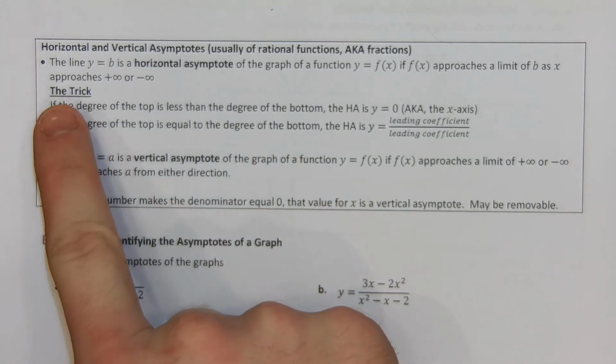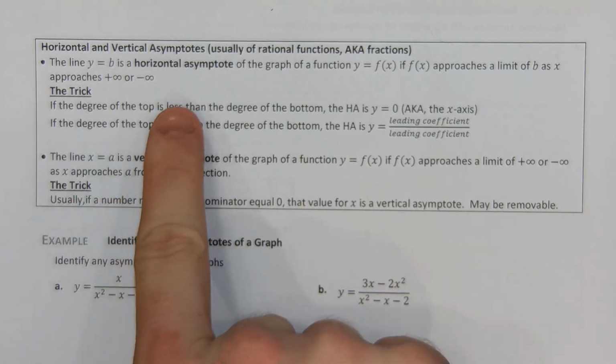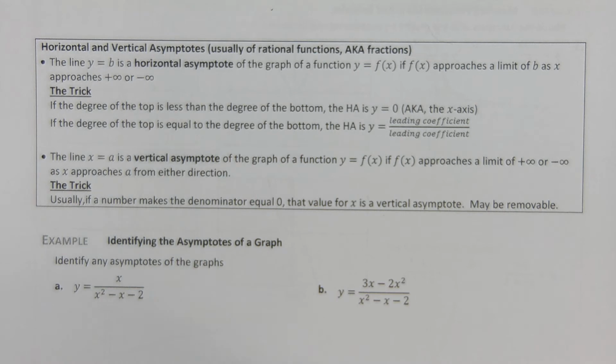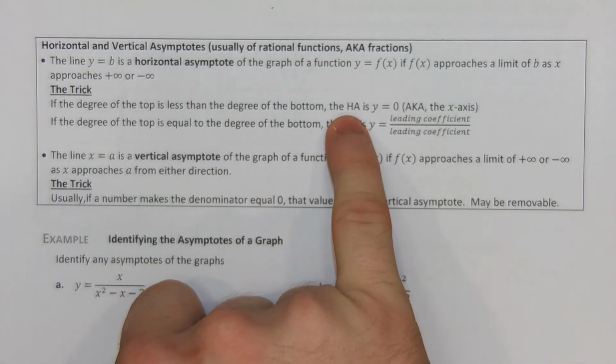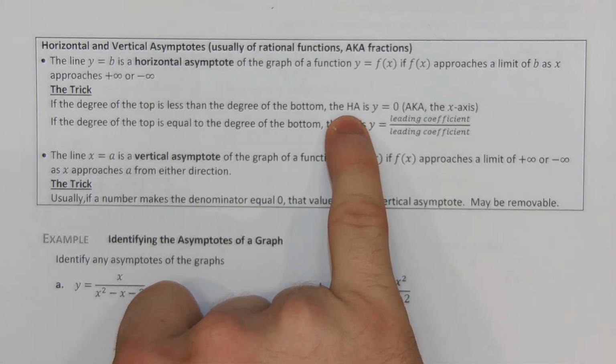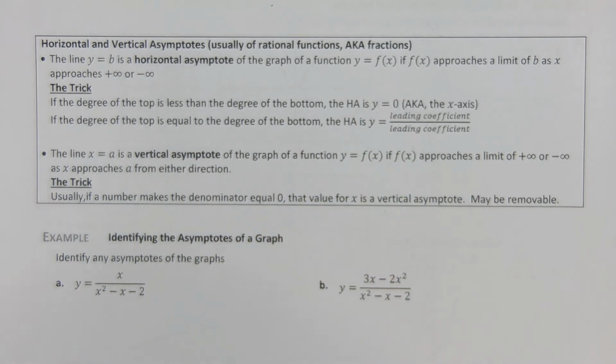If the degree of the top of the function, meaning the numerator of the fraction, is less than the degree of the bottom, so if we have a larger exponent on the bottom, then our horizontal asymptote, the HA, is y equals 0. Well, y equals 0 is the x-axis. So that happens when the exponent on the denominator is larger.